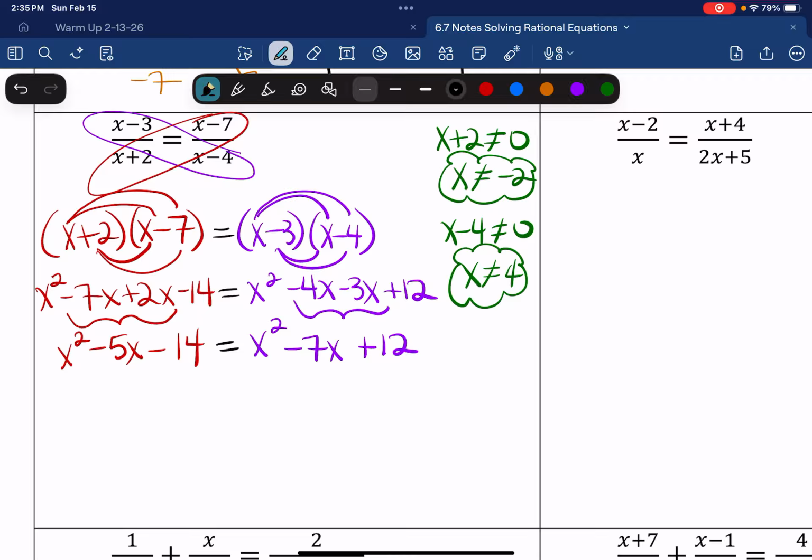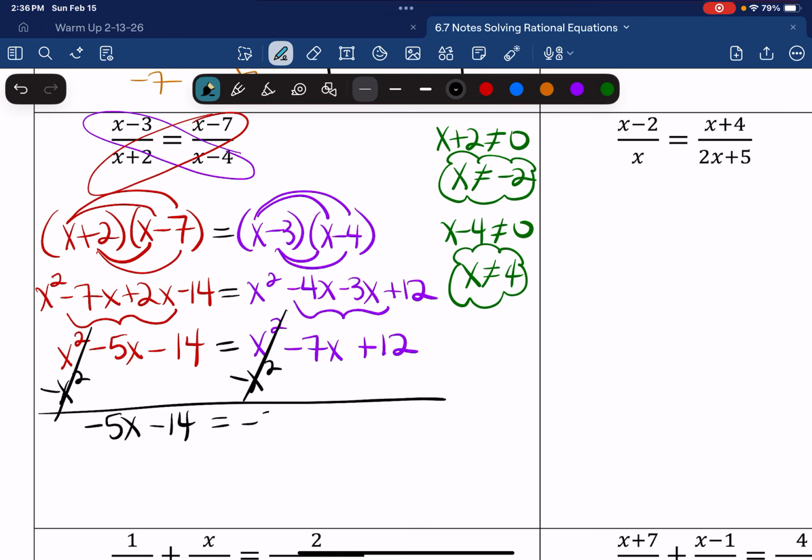So let's go ahead and combine our x squared variables. If I subtract x squared from both sides of my equation, look what happens. X squared minus x squared is 0. Those cancel each other out. So I'm left with -5x minus 14 equals, and again, x squared minus x squared cancels to 0 again. So I'm left with -7x plus 12. This is now just a linear equation.